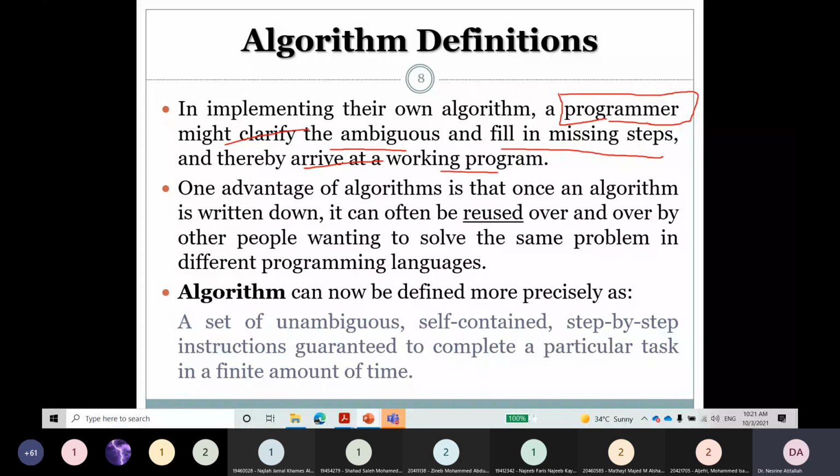Okay, and one advantage of algorithms is that once an algorithm is written down, it can often be reused over and over by other people wanting to solve the same problem in different programming languages. Okay, so this is one advantage of the algorithm. For example, you have an algorithm to fill a list. Whenever you need to fill a list, you will use the same algorithm.